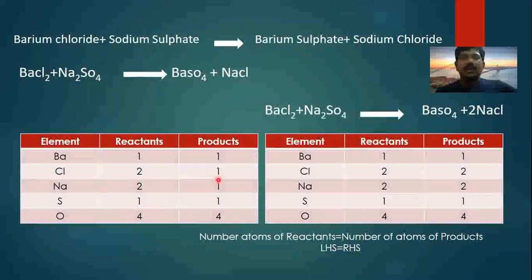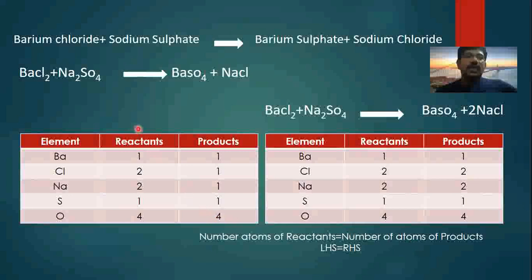So you start balancing with chlorine and sodium. For that, I multiplied the sodium chloride molecule by the coefficient 2, that is 2 NaCl. Now look carefully, 2 sodium and 2 chlorines. Now it is balanced. Barium is reactant 1 and product is also 1. Chlorine is reactant 2 and the product is 2. Sodium again 2. And sulfur 1. Oxygen 4. Everything is balanced. The number of atoms of reactants is equal to the number of atoms of products. So now we can say that it is a balanced equation.